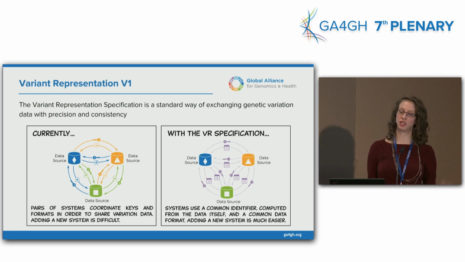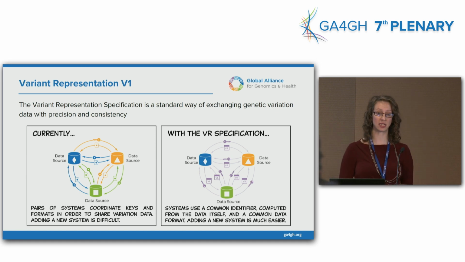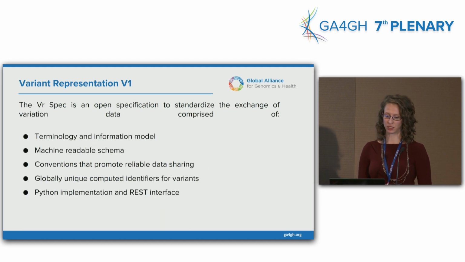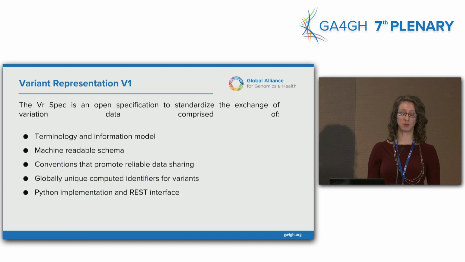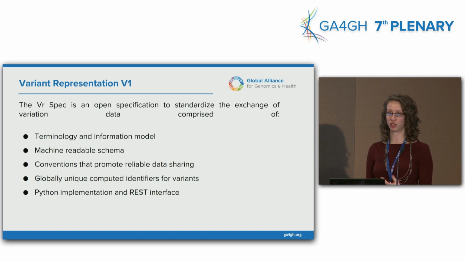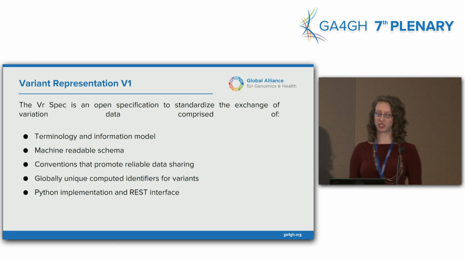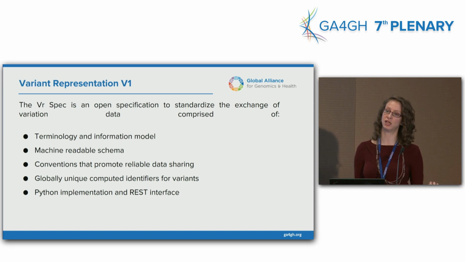So the variant representation specification is trying to resolve the issue where variants can be represented in a number of different ways, and it's hard to be able to tell when you're talking about the same variant. So they want to not only model variants consistently, but also create consistent identifiers with them. The variant representation specification includes a terminology and information model, and a machine-readable schema in order to represent these variants. It includes conventions that promote the reliable sharing of variants, and these globally unique computed identifiers that I mentioned that map directly to the variants. And in order to make it easy to implement, they have created a Python implementation that is available to everyone.